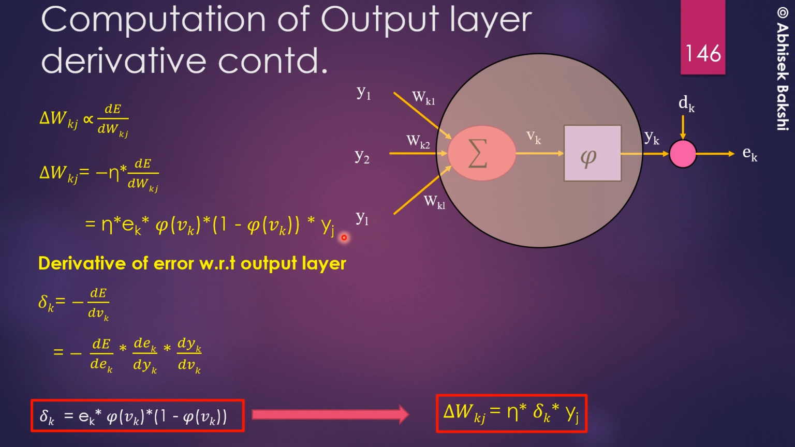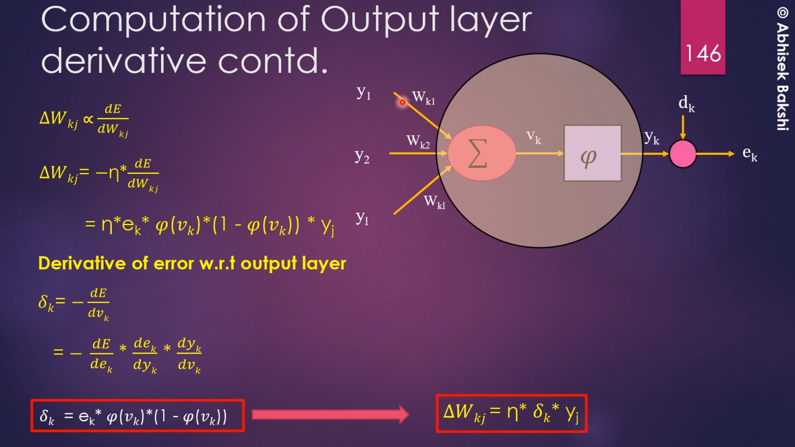So what I'm doing, I'm just representing this particular part, sigmoid of vk times 1 minus sigmoid of vk, by this delta symbol. And that's why the equation of delta w kj becomes a little more simple to understand. So delta w kj becomes eta multiplied by delta k multiplied by yj.